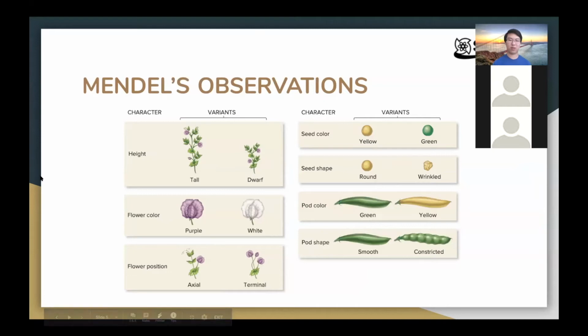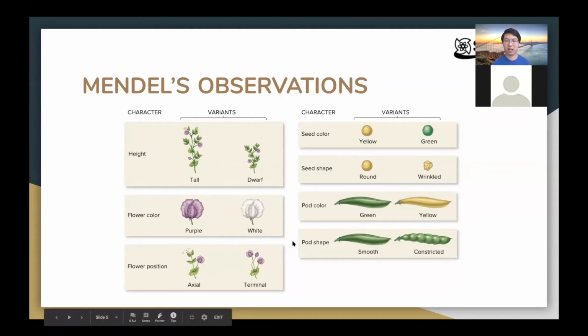And here are some of the traits he observed with his pea plants. He saw that for the pea plants, there were certain characters that had different variants. For example, some of the pea plants were tall, some of them were short, some of them had purple flowers, some of them had white flowers, some of them had yellow peas, and some of them had green peas. And these were very rigidly defined. He only ever saw these two variants of characters on his pea plants. So just take a look at them really quickly. You don't need to know all of them, but it's height, flower color, flower position, seed color, seed shape, the color of the pea pod, and the shape of the pea pod.